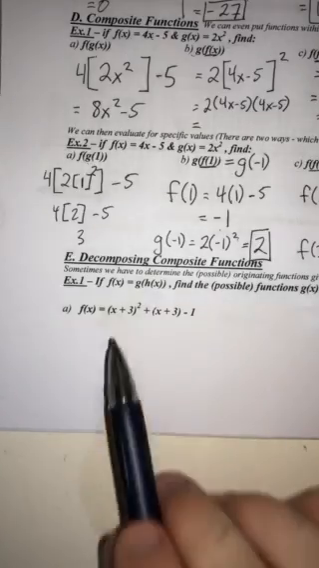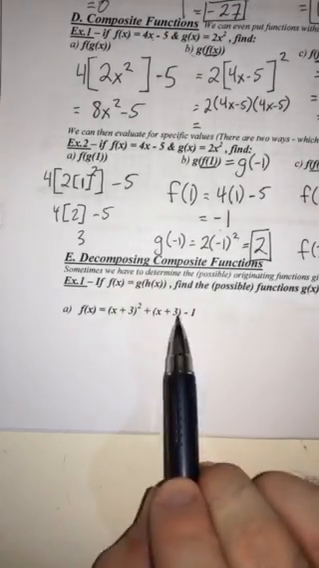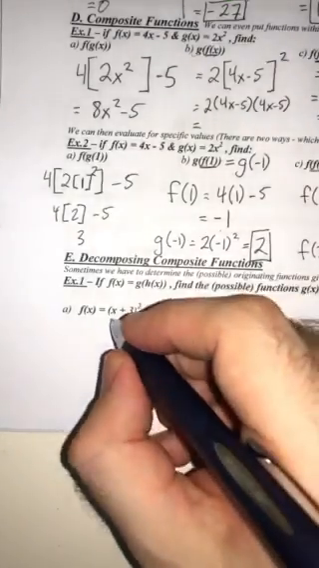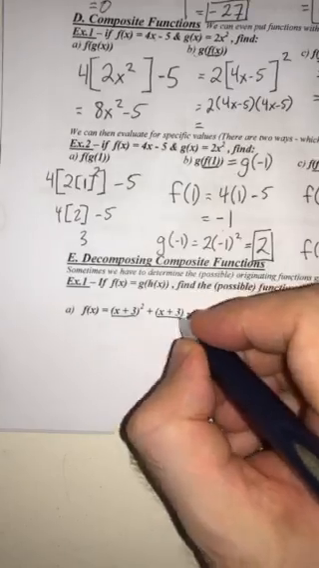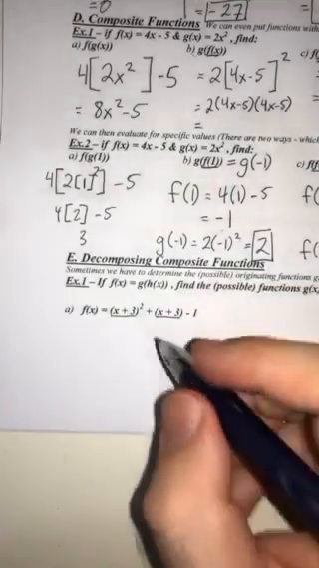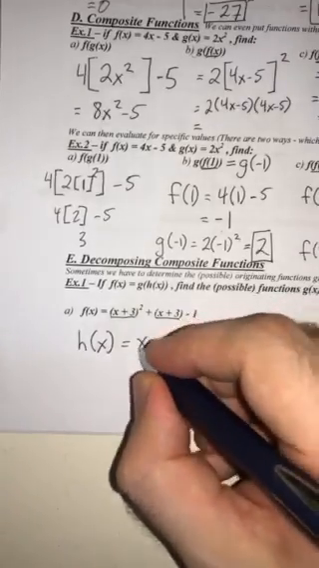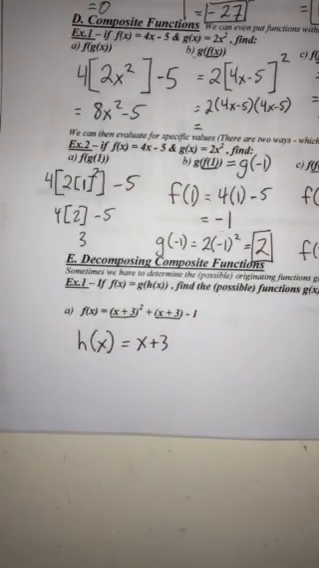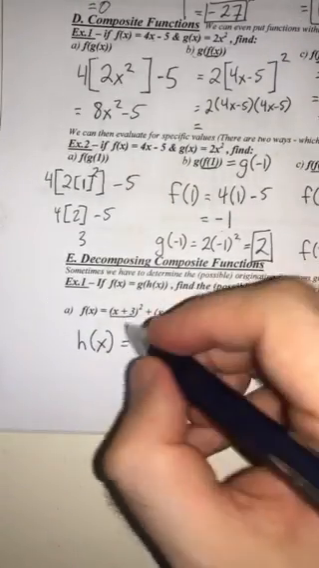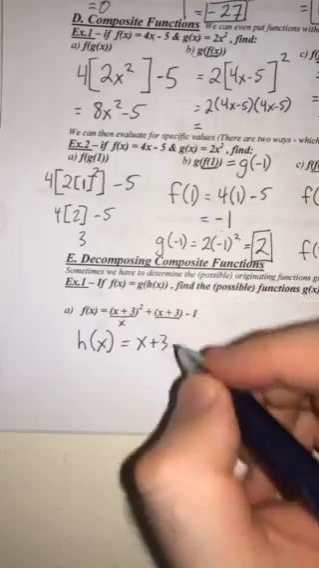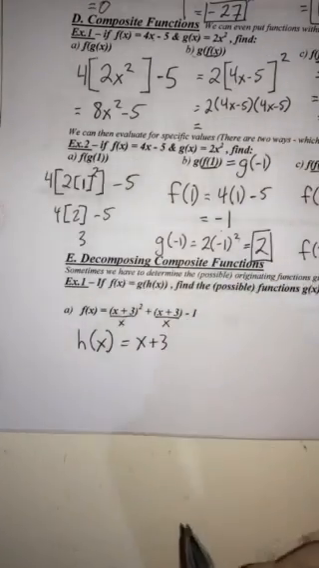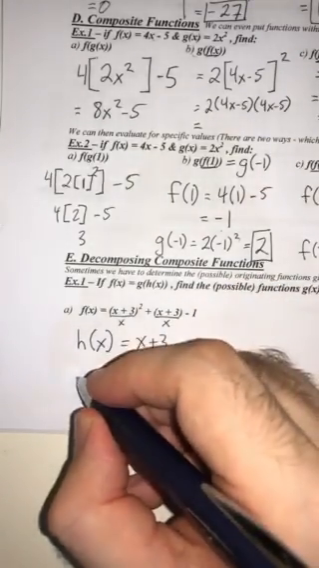The nice thing is, if you have a set of brackets like this, that is always the inner function. So this and this, notice that repeats. So this is going to be the inner function. So h of x, the inner function, is x plus 3. I'm going to replace each of these with x, and that's going to be my outer function.